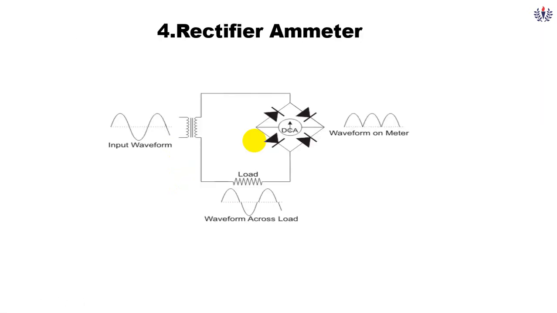Next one is the rectifier ammeter. This is meant only for measuring the DC value. Here you can see the input value, that is the AC, and next is the load. This is also AC, but here the AC is converted to DC and it is measured by means of the DC ammeter. So the waveform in the ammeter is direct current.